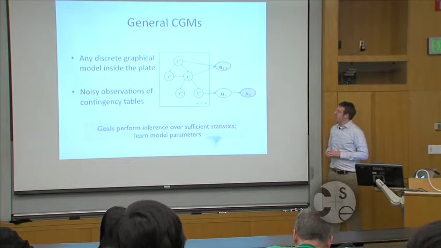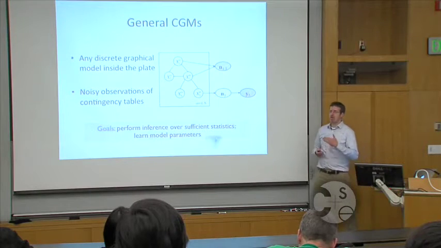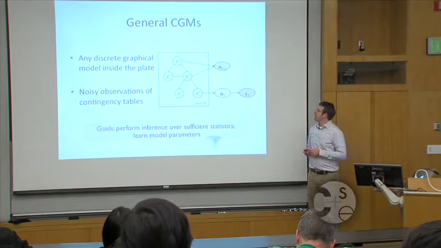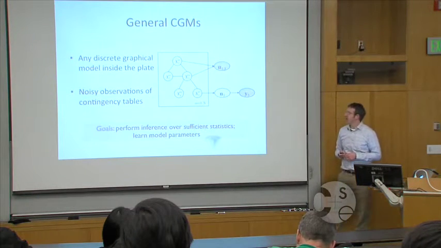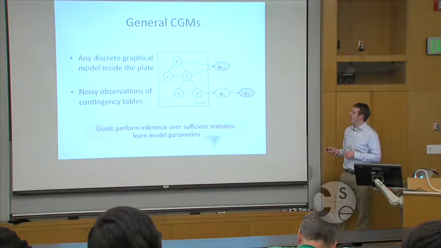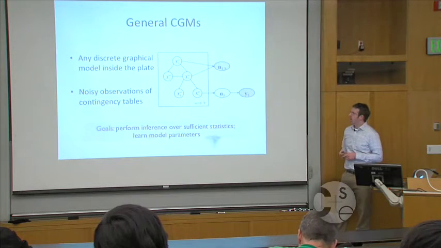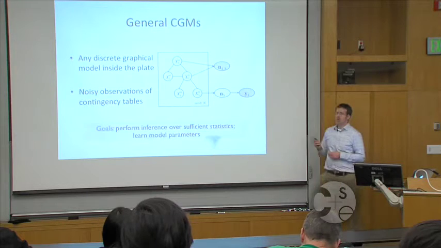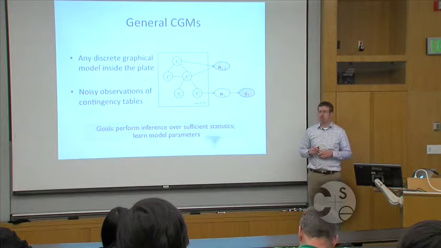So we have a large population of individuals sampled from the same graphical model. And then what our observations are, we have noisy observations over contingency tables on small sets of variables. Let me show you an example that maybe will make it even more clear.